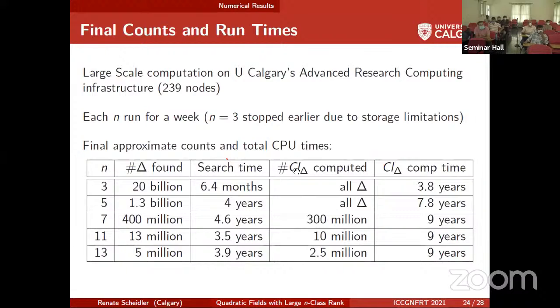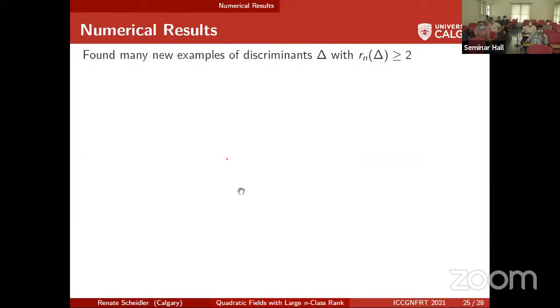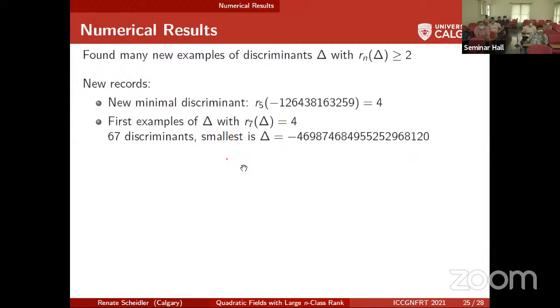Okay. And this is what we found. As I said, we found many, many new examples of discriminants delta where the n class rank for the n's that we considered is at least 2. The new records: we found a new minimal discriminant, the smallest discriminant of 5 class rank 4. There were examples of 5 class rank 4 known before, but the discriminant was bigger. We found the first examples of discriminants with 7 class rank equal to 4. We found 67 such discriminants. The smallest one is this discriminant here. This is the smallest discriminant that has a 7 class rank of 4.